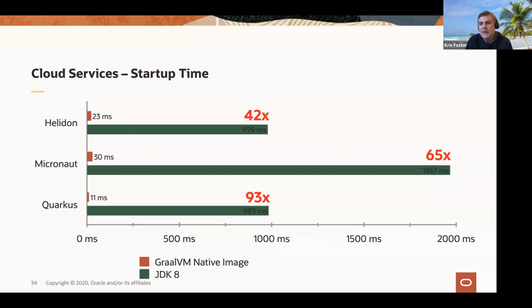And if they start instantaneously, that probably means we can think about scaling more dynamically. Maybe we don't have to have as many instances of an application running to handle peaks of the load. It's possible that we could scale based on demand. Again, that'll depend on your architecture and your application.